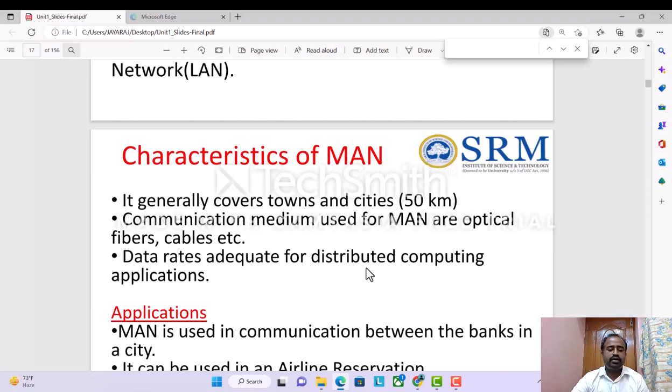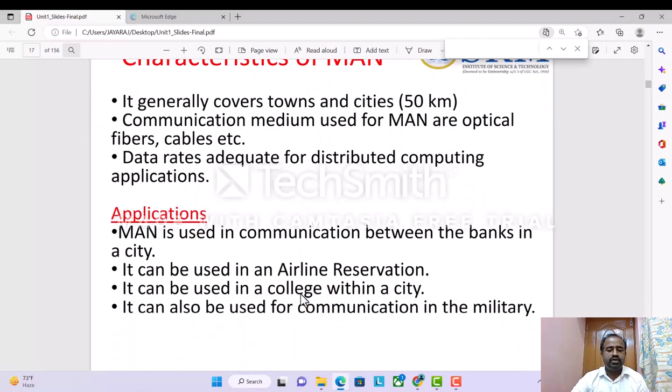Then the data rates are also suited for distributed computing, which means we are connecting more LANs. Then applications: it is used in communication between banks in a city. For example, any bank will have many branches. They want to establish a secure communication between them. All the banks should communicate through a single server. That can be achieved. We can use it for booking systems and airline reservation.